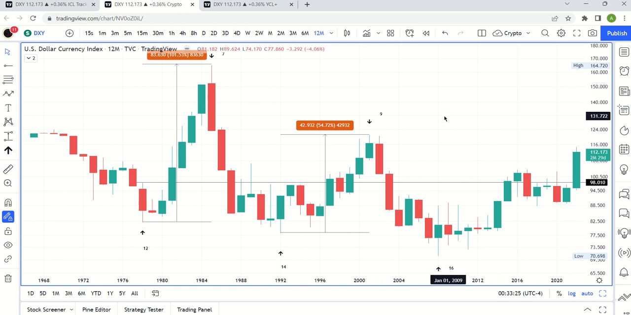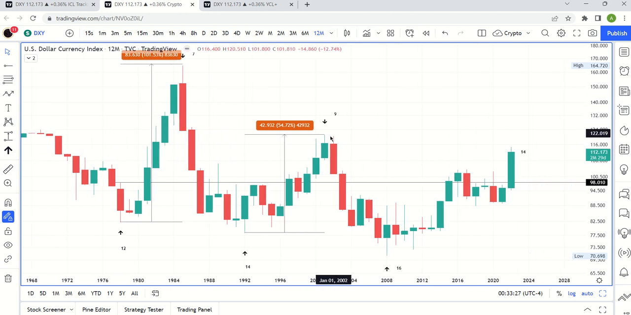But notice, big picture, this is just a lower high of this, right? This is a rally that gave way as a lower high. 54%, very, very impressive rally. But that's over the course of 9 years, right? And that's following this massive 50% decline over the course of 7 years. So that's important context.